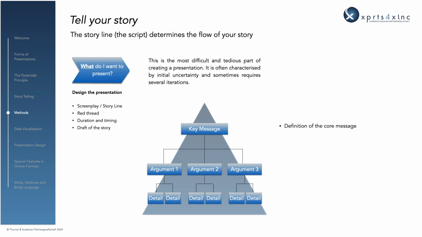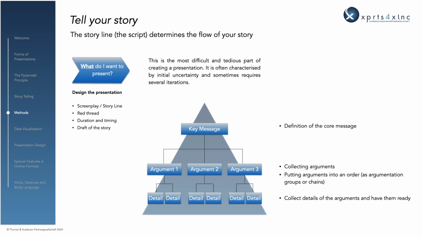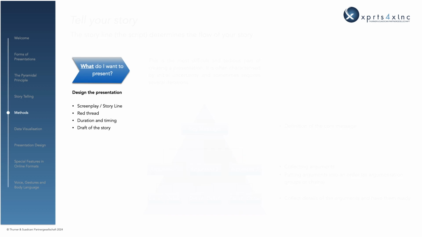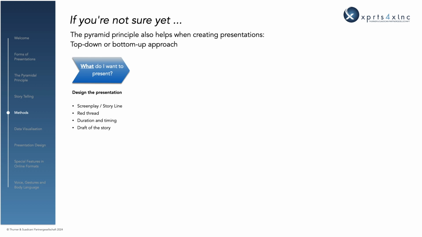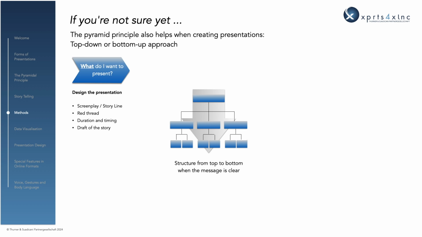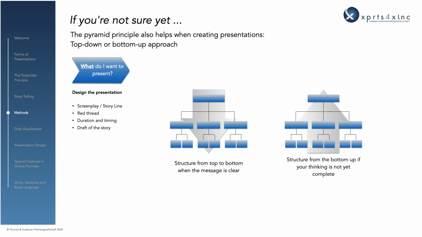The major steps are: definition of the core message, collecting arguments, putting arguments into an order as argumentation groups or chains, collect details of the arguments and have them ready. If you're not sure yet, the pyramid principle also helps when creating presentations. Top-down or bottom-up approach. Structure from top to bottom when the message is clear. Structure from the bottom up if your thinking is not yet complete.